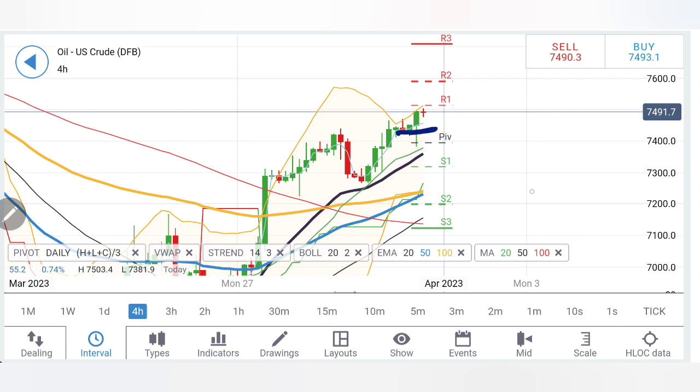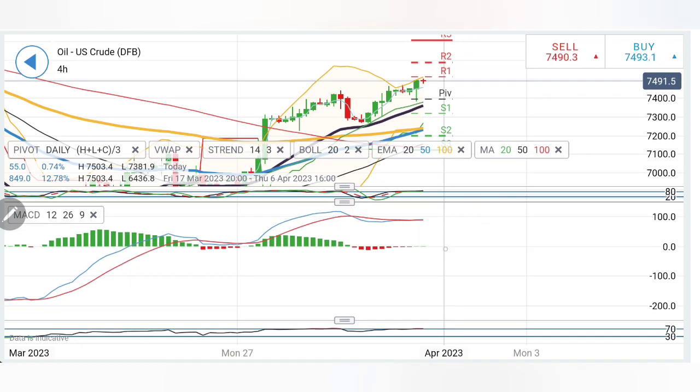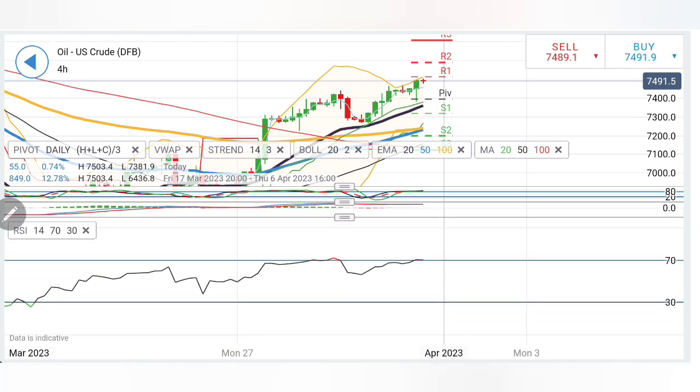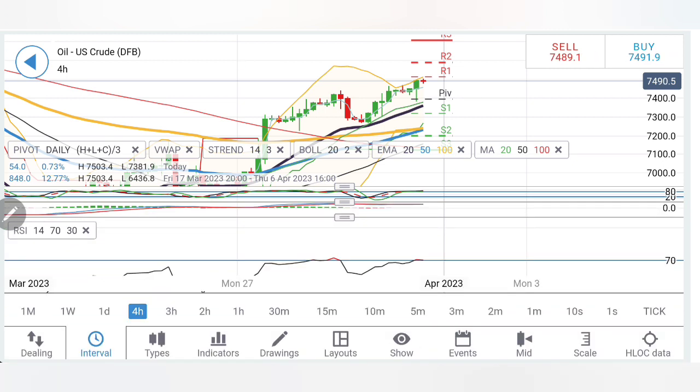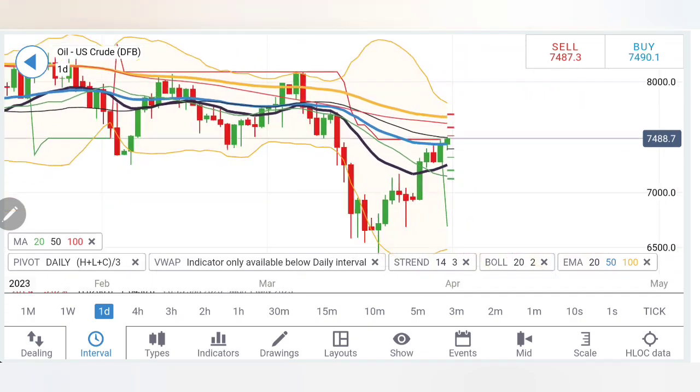See, it has created a base at 74.5, 74.4. Below that, only a little more bearishness can be expected. Till that time, you have to be watchful. Stochastic overbought, MACD not decisive of anything, not clearly indicating anything. RSI back to overbought levels. Now look at the daily charts.